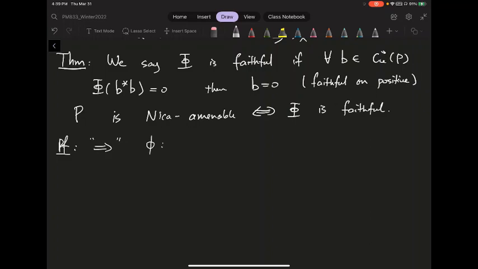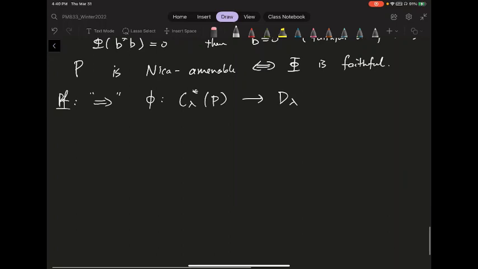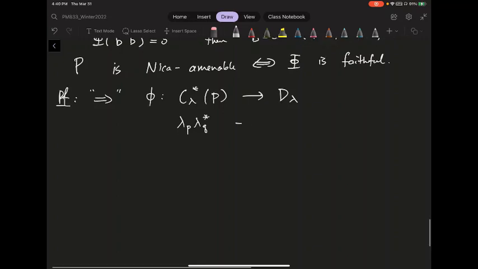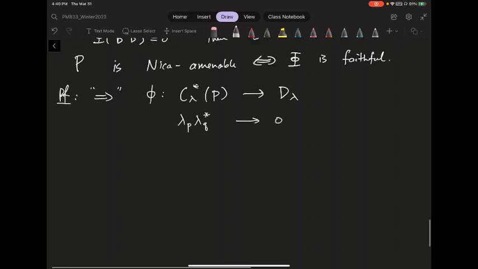Okay, so let's just consider the reduced one. All I need to show is that it is faithful. So let's consider that conditional expectation. What it does is, if you're given lambda p, lambda q star, where lambda is the left regular representation, phi maps it to the Kronecker delta of pq times lambda p, lambda q star. So only when p and q are the same do you get your lambda p, lambda q star back.